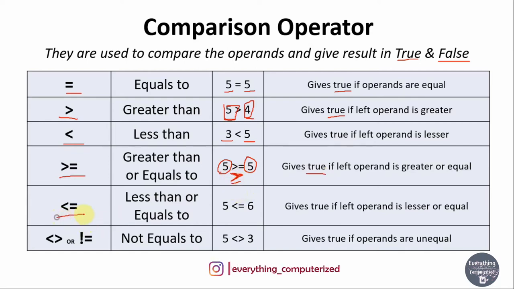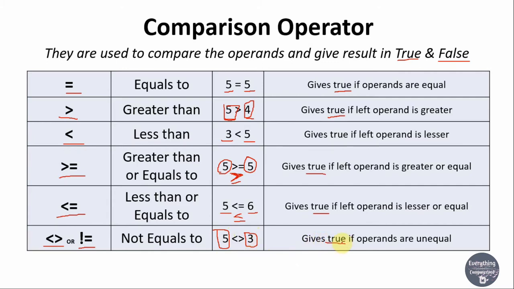The fifth operator is the less than or equals to operator, and this gives true if the first operand is less than or equal to the second operand. The last one, the sixth one, is the not equals to operator, and it is the opposite of the equals to operator that is present at the top. So what this gives is when the two operands are not equal to each other, that is, they are unequal, then only it will give true.